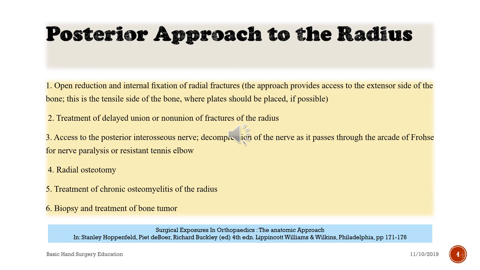Indications of the posterior approach to the radius: open reduction and internal fixation of radial fractures, treatment of a delayed union or non-union of the fracture of the radius, access to the posterior interosseous nerve, decompression of the nerve, radial osteotomy, treatment of chronic osteomyelitis of the radius, and biopsy or treatment of a bone tumor.